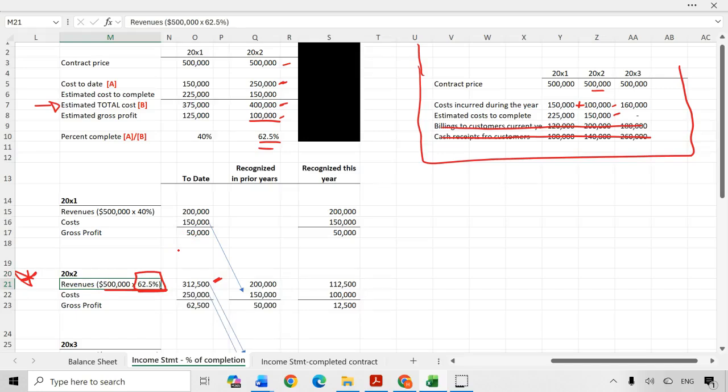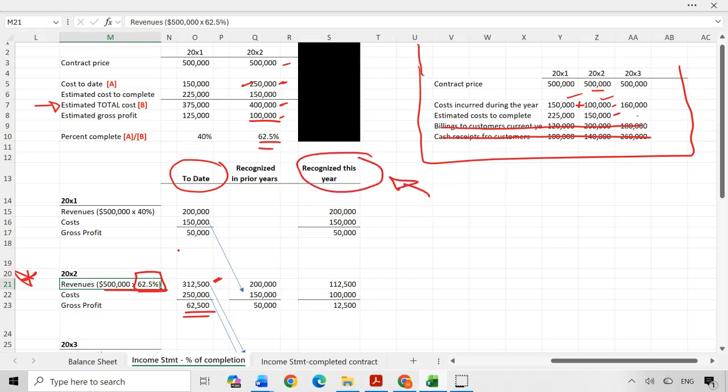My cost that I've incurred to date, right? This whole column is everything to date, meaning for the entirety of the contract through to date. So my cost to date is the $250,000, which remember is my $150,000 from year one plus my $100,000 from year two. And it gives me a gross profit to date of $62,500. So what am I going to recognize though in this year, right?